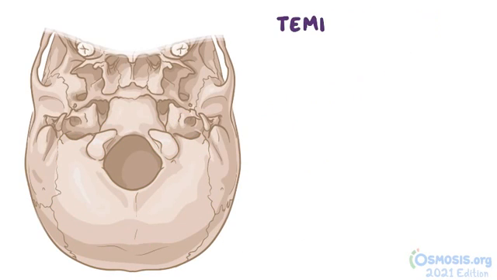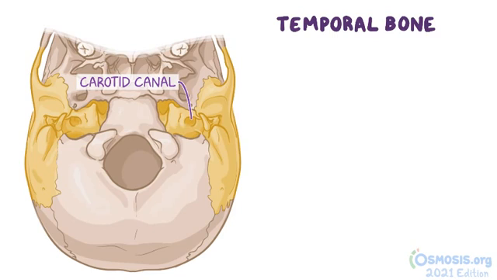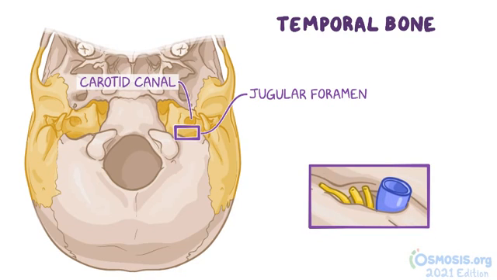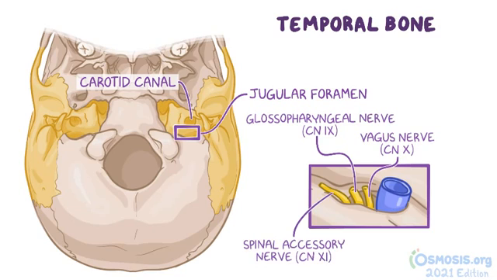In regards to the temporal bone, within the petrous part, there's the carotid canal, through which the internal carotid artery passes. Behind the carotid canal, there's the jugular foramen, formed by the petrous part of the temporal bone anteriorly and the occipital bone posteriorly. It is famous for allowing the passage of the cranial nerves 9, 10, and 11, and where the internal jugular vein emerges from the cranium as the continuation of the sigmoid sinus.